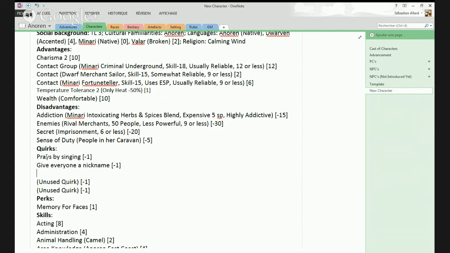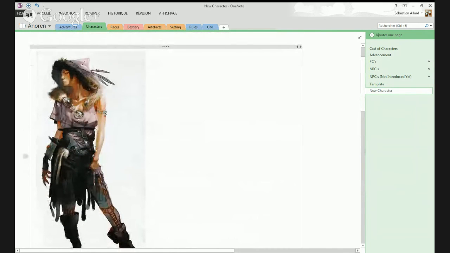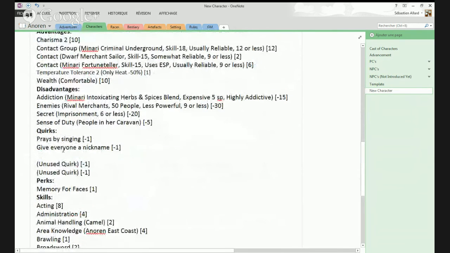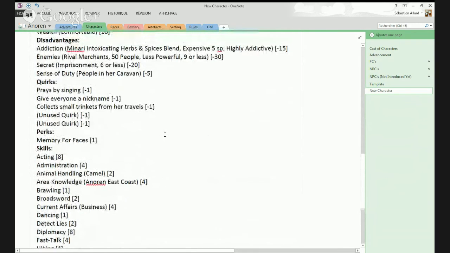Another interesting quirk. I want to give her at least 3, just to start with solid character. Maybe... let me have a look at her face again. Who are you? Okay, she will enjoy collecting small trinkets. She collects small trinkets from her travels. So everywhere she goes, she has to take a little something with her. So 5. So I have my 5 quirks.